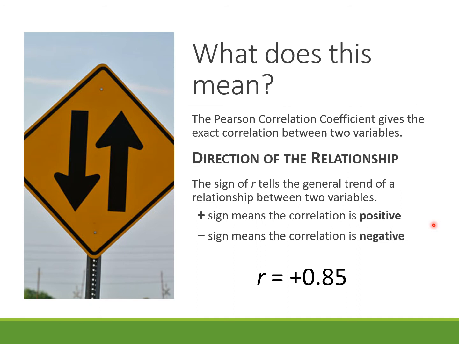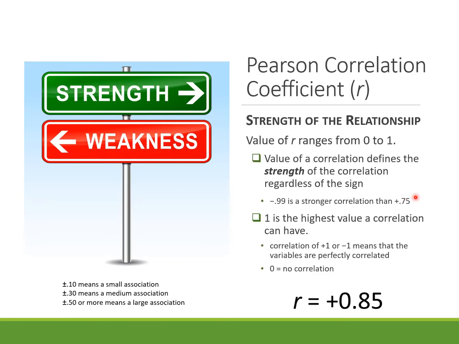Now, what does that mean? The Pearson correlation coefficient gives the exact correlation between the 2 variables. The direction of the relationship is told to you by the sign of the correlation. When we have the plus sign, it is a positive correlation. When we have the negative or minus sign, it is a negative correlation. So the R tells you the general trend of the relationship between the two variables. First it tells us the direction, and then it also tells us the strength of the relationship.